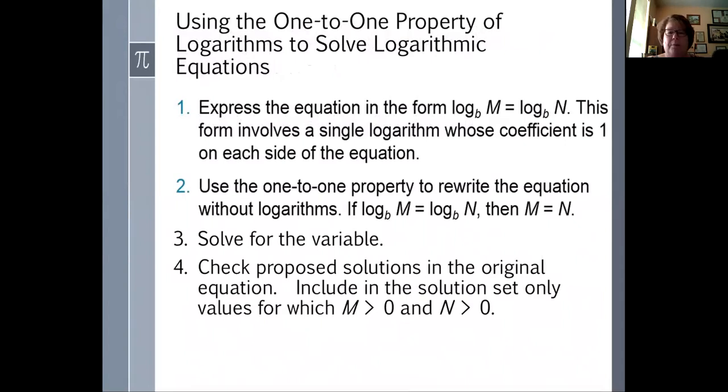Use the one-to-one property. What is the one-to-one property? The one-to-one property says that if you have the log base b of m equal to the log base b of n, then necessarily m has to equal n. Solve for your variable, and then be sure you check your solutions. Whenever you solve a logarithmic equation, you must check your solutions to determine whether or not you're violating the domain of the logarithm.